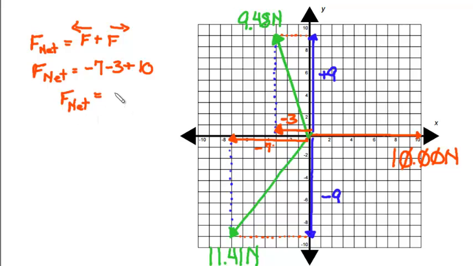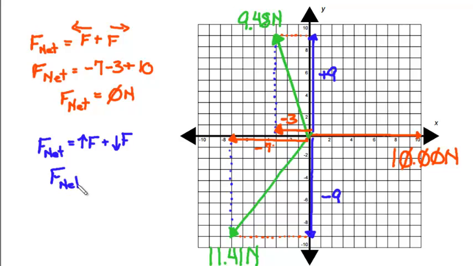When I do the math and figure out net, I find that that results in 0, and let's add a unit, newtons. So I've resolved the x-axis, and now it's time to resolve the y. So I'm going to switch to blue, and net force equals all the forces going up plus all the forces going down. Once again, positives and negatives apply.